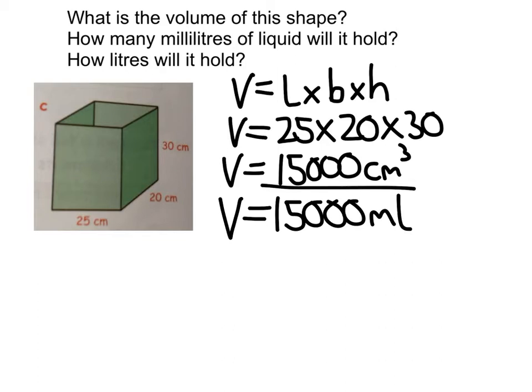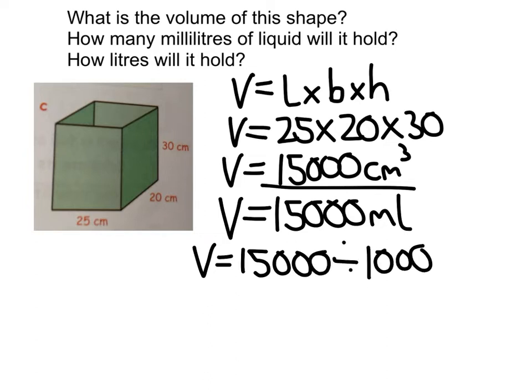Now, last, it wants me to work out how many litres it will hold. Well, 1 litre is equal to 1,000 millilitres, so I need to divide my answer by 1,000. This means that the decimal place is going to move 3 to the left, or you just do it on your calculator, and you will get 15 litres.